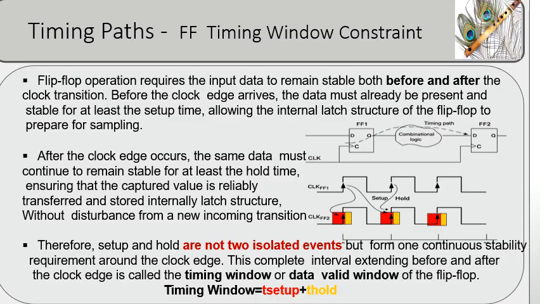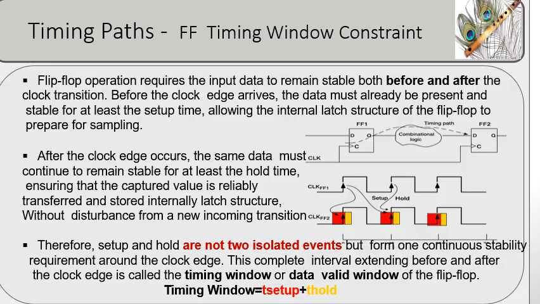Flip-flop operation requires the input data to remain stable both before and after the clock transition. Before the clock edge, the already arrived data must be present and stable for at least the setup time, allowing the internal latch structure of the flip-flop to latch the input data. After the clock edge, already received data must continue to remain stable for at least the hold time, ensuring that the captured value is reliably transferred and stored internally without getting disturbed by new incoming data.